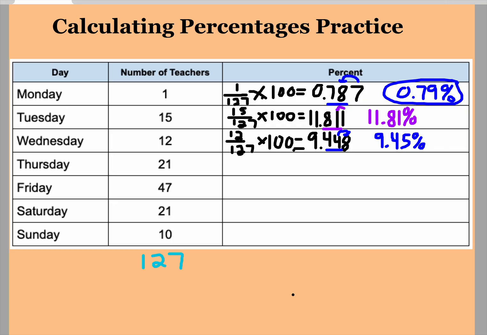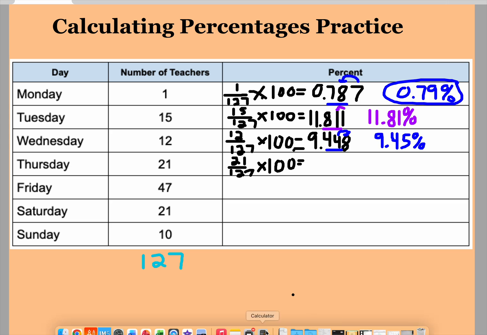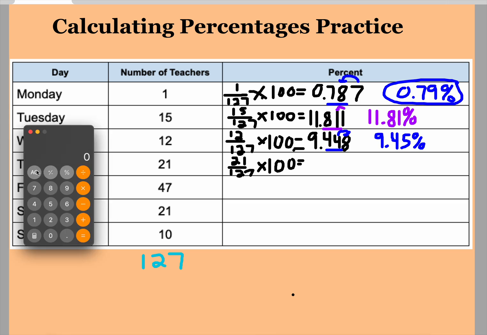All right. And we'll do the rest just the same way. 21 divided by our total, 127. The nice thing is once we get that total, we don't need to keep finding it. But I do like to write it down there. Okay, multiply by 100, and we'll see what our percent is. So I do get to use my calculator. I'm guessing that's more than what it was on Tuesday with the 11%.